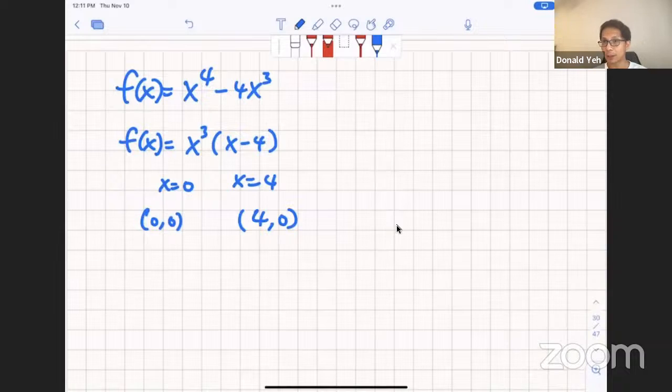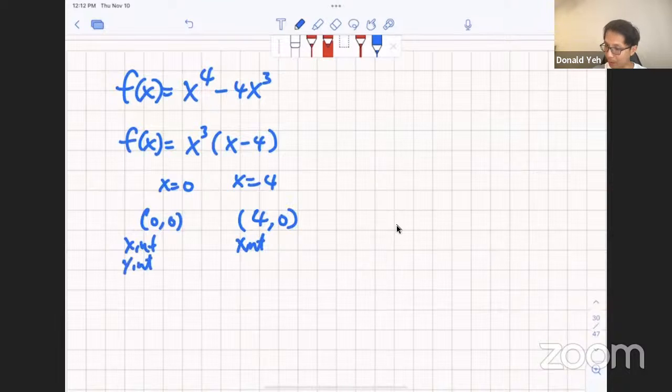Okay, so this is going to be 0, 0 and 4, 0. So that's going to be the x-intercept, sorry. In the original function, you can always find the x-intercept and y-intercept. This one's both x-intercept and y-intercept at the same time because of the origin. Always graph the x-intercept and y-intercept. In this case they are the same thing, but usually you've got to find the y-intercept as well.